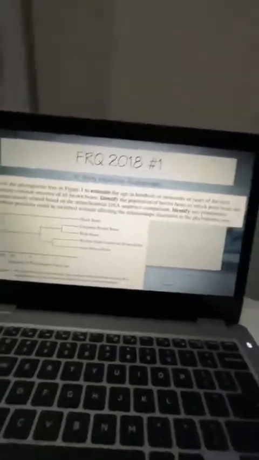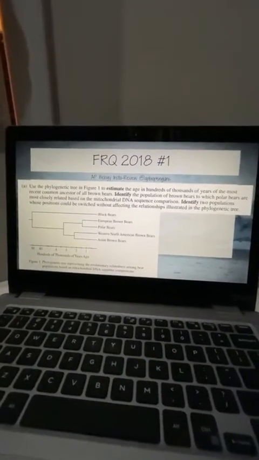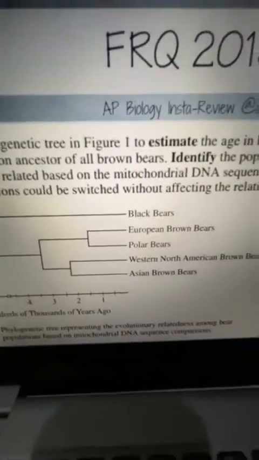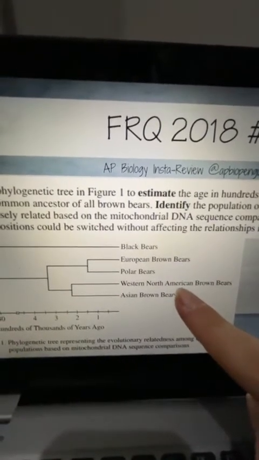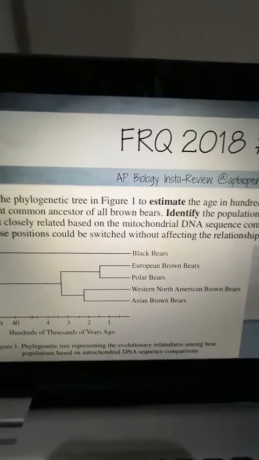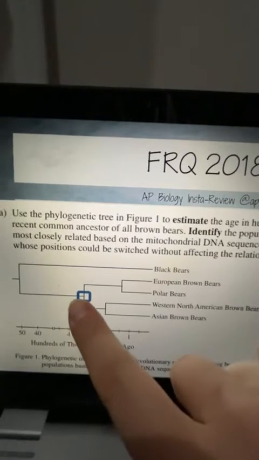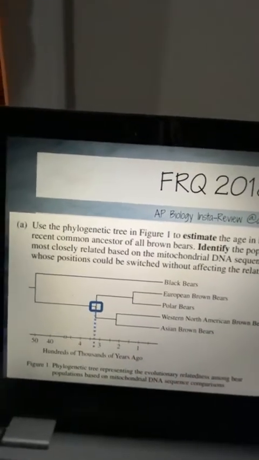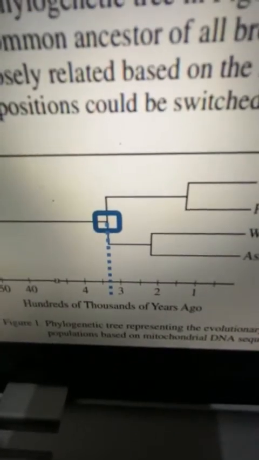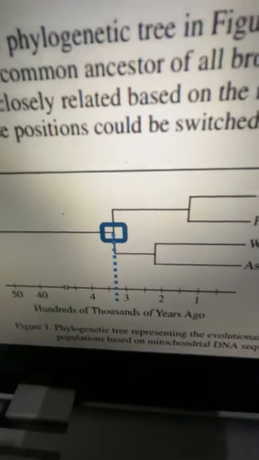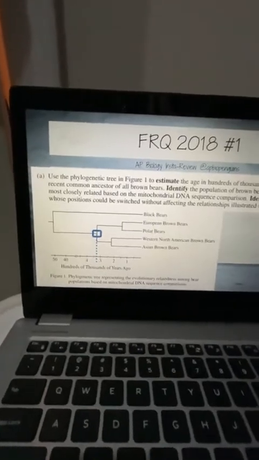Okay. So using our tree, we need to estimate the age in hundreds of thousands of years of the most recent common ancestor. So when we look here, we want the most recent common ancestor of bears. So here I have the European bears. Here I have the Western North American brown bears. And here I have the Asian brown bears. So where do they come in contact together? Right there. If you follow all their little paths back, this is when they first come together. So we drop a line down and we say, okay, well, where is that? So that's, I don't know, 3.2 maybe. So you would say somewhere between 3 and 3.2, right? And then you say hundreds of thousands of years.